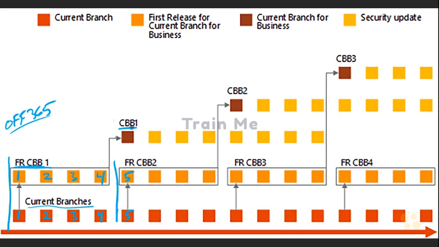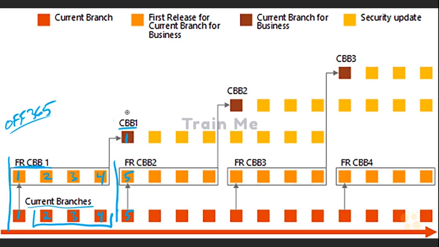Now, the current branch for business right here, this is their first application of any updates for Office 365. So what this means is, by the way, that they will not even receive Office 2016 until 4 months after we've received it at this level over here on the left. Okay, so 4 months later, they will receive it.